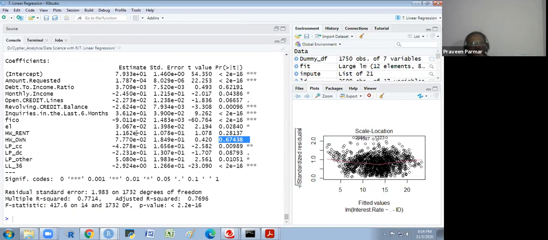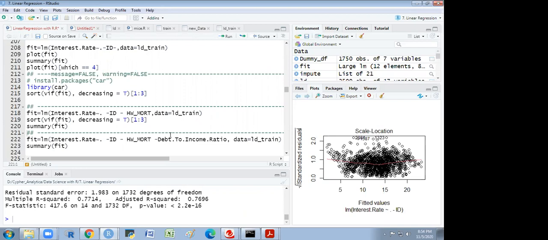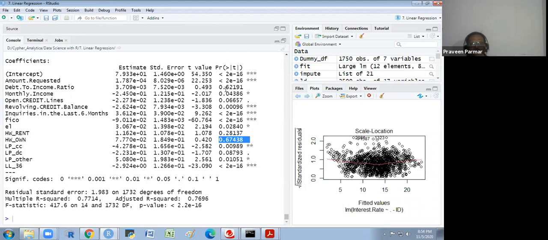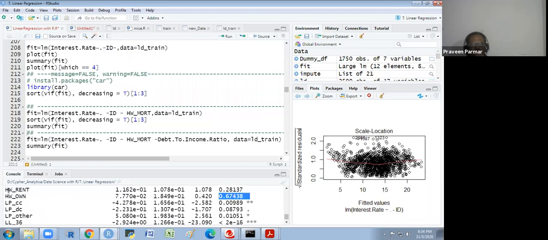So I will remove this house ownership from the model. Got it? Any doubt? Yes, sir. Here I will see the values again to check which one is greater, 0.62 or 0.67. So I have to remove house ownership. I copy this and write it here.